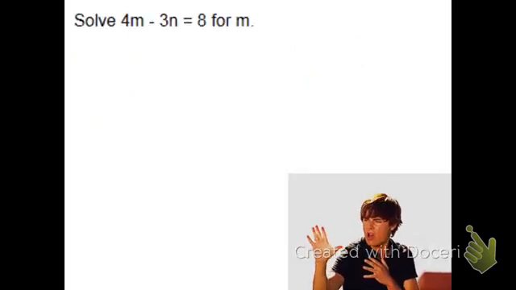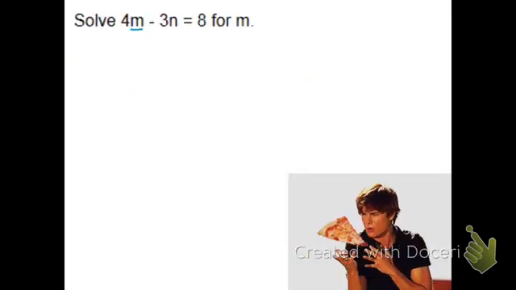Let's do another. Here we're asked to solve for m. There's one other variable in there, but we need to basically get m equals what? We need to move that 4, we need to move that 3n. Let's come up with an equation and act as though we know what n is, that m is our only unknown variable, and think about how we would solve that.